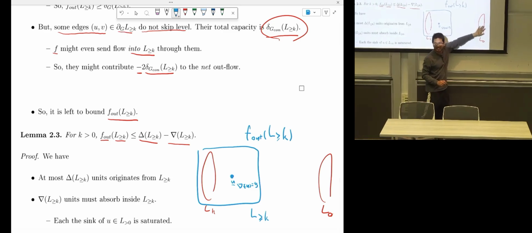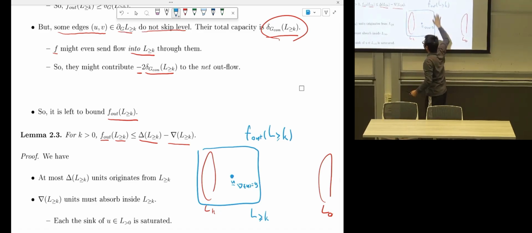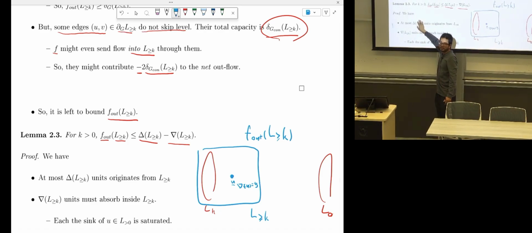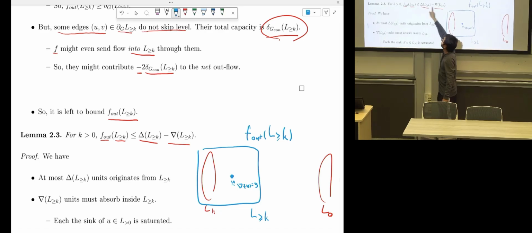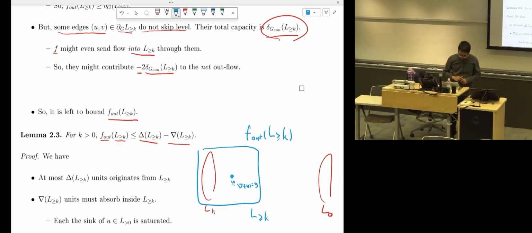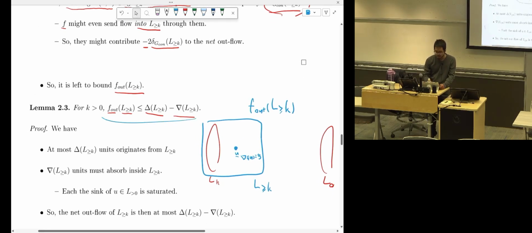Only the unsaturated thing is here. Everything else beyond this is saturated, so the sink capacity here is saturated. So you have this much mass, and it must be absorbed by this. So the net flow out of it is just the initial mass minus the sink. Good, I hope you're convinced of this.